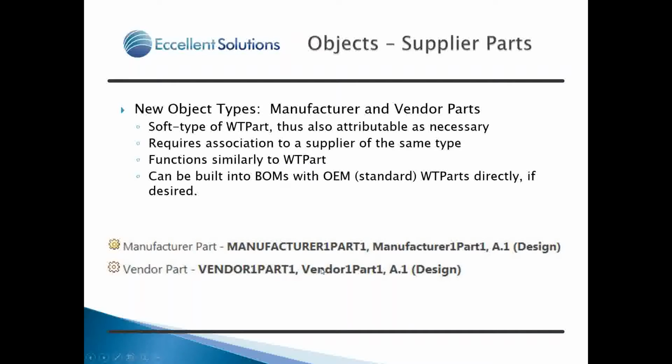What you can also do with these parts is that since they function the same way as WT parts, any link or associative properties are also similar. So you can choose to continue to build your BOMs using just your OEM standard WT parts, or you can actually build manufacturer parts and vendor parts directly into the BOMs if it makes sense for you to do so.